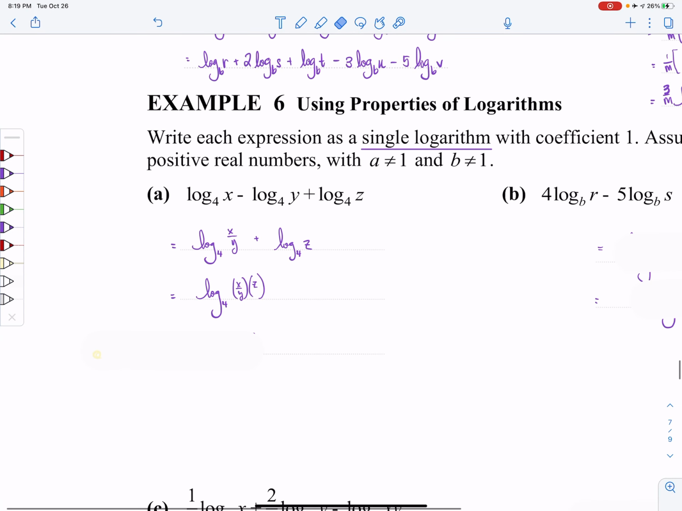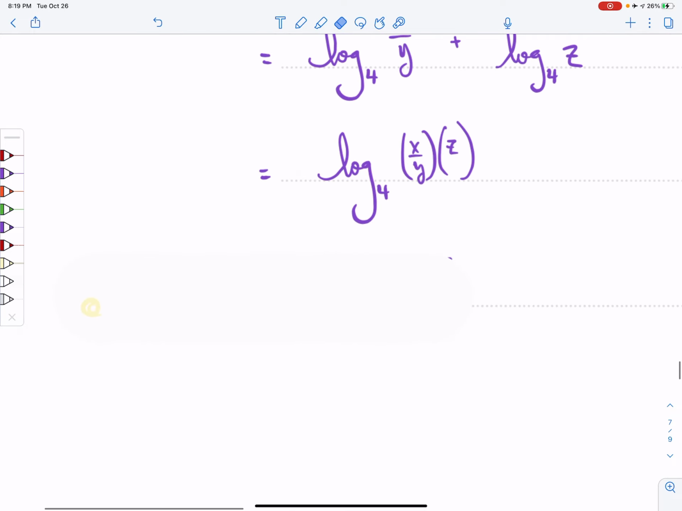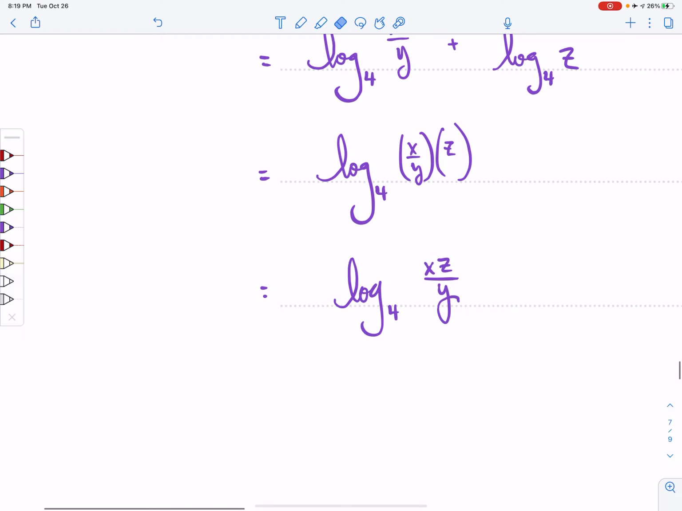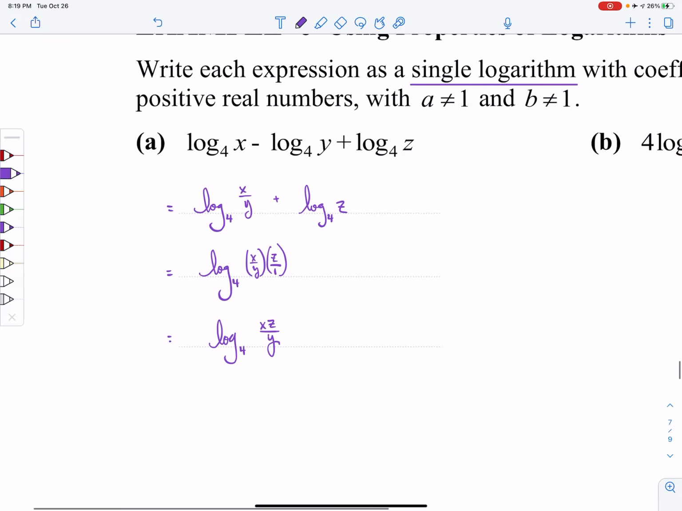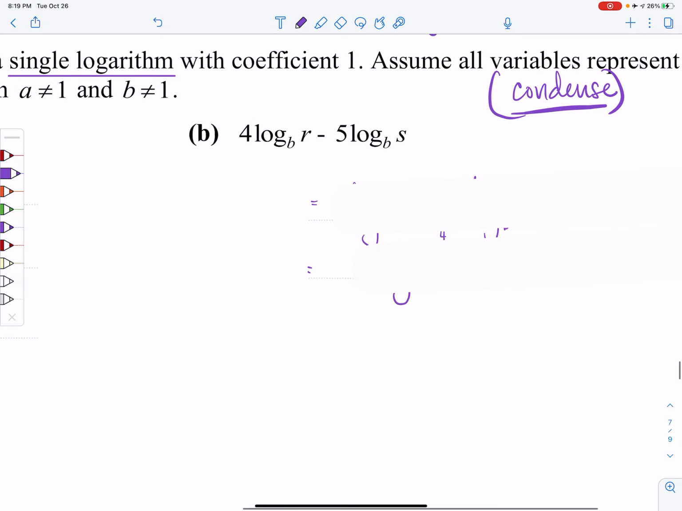I was asked to write as a single logarithm, but there is a little bit more cleanup that I can do here. I am able to multiply my two fractions together, so that's the last thing I'm going to do. Multiply the tops and multiply the bottoms. So we have log base 4 of xz over y.